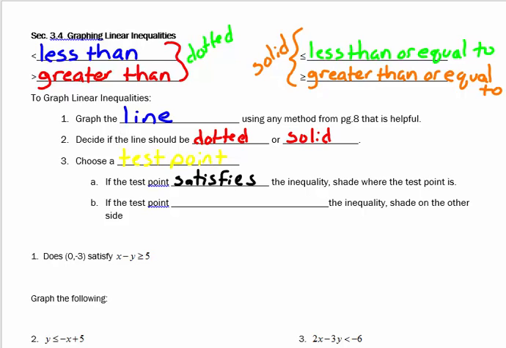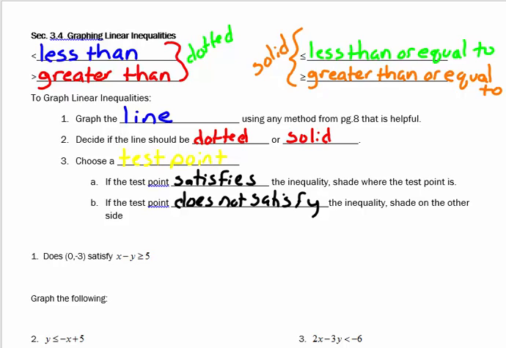But if the test point does not satisfy the inequality, then you're going to shade on the other side of the line. So if it satisfies, shade where it is. If it doesn't satisfy, shade on the opposite side.